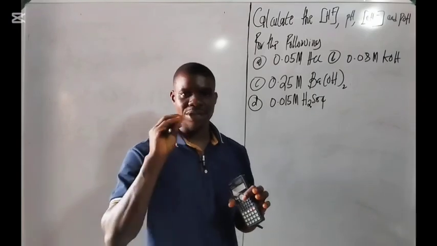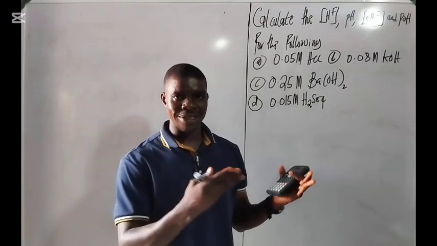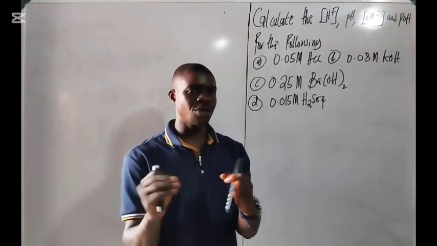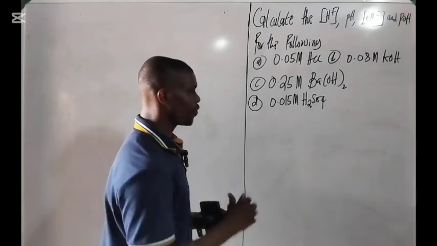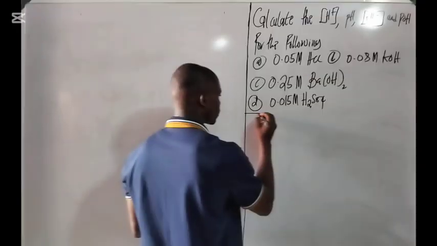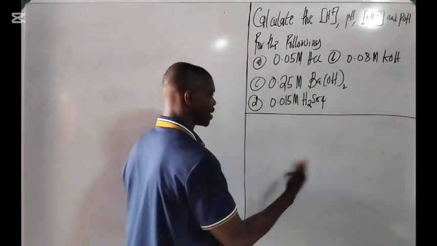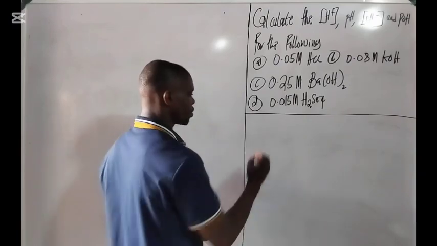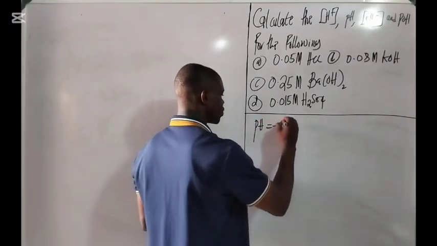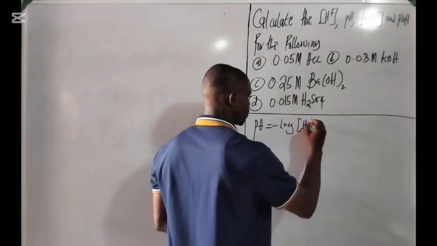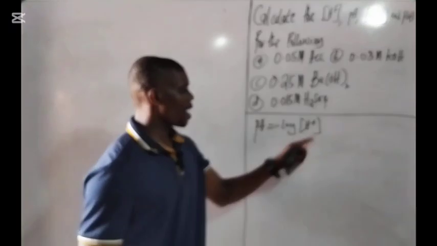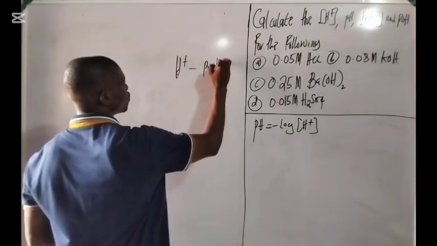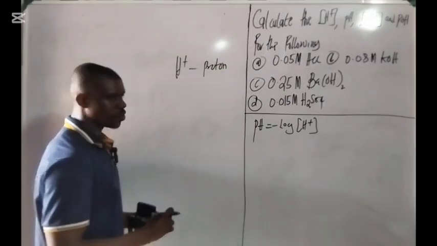But first, I want to give you all the formulas you need to know for calculating the pH and pOH of strong acids and strong bases. So let's look at the various formulas. The first formula you need in solving pH calculations is pH equals minus log H plus. Remember, H plus is called a proton, or hydrogen ion, right?